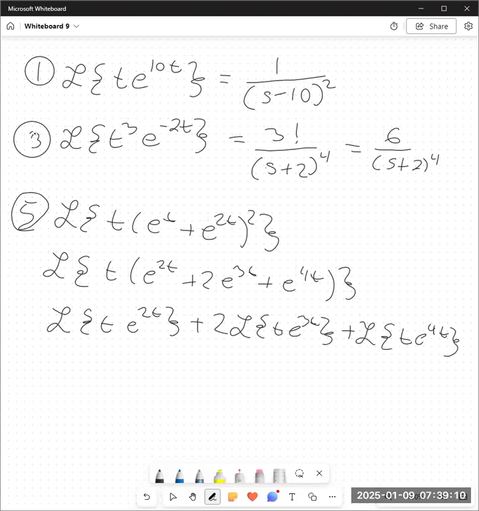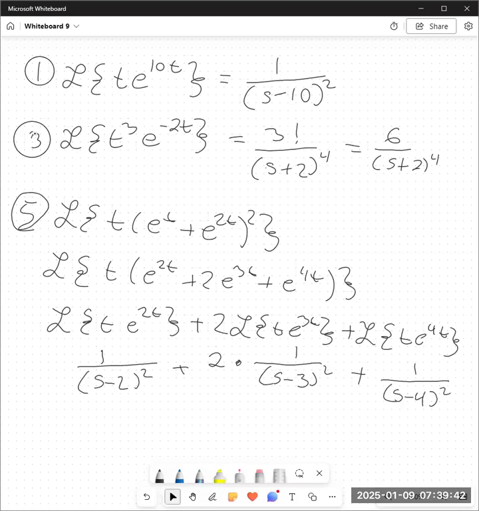And that becomes, for the t, this is normally 1 over s squared. This is going to be s minus 2. We have a constant multiplier of 2 times, and then again, t is normally something squared in the denominator. So that's s minus 3, plus, and then again, normally something squared in the denominator. This is s minus 4. So erase that.